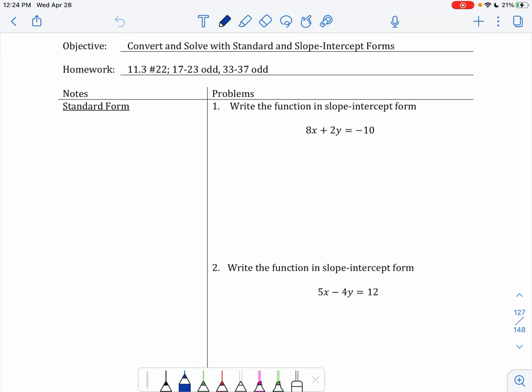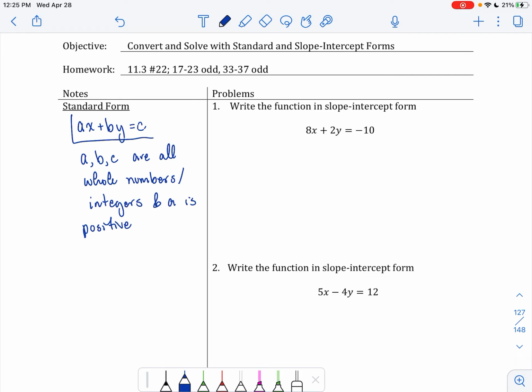Now, standard form, some of you may recall, is ax plus by equals c. So the main difference here between standard and slope-intercept form is that both x and y are on the same side. And another important thing is that a, b, and c are all whole numbers, right? We can also think of these as integers, and a is positive. So here's our standard form.